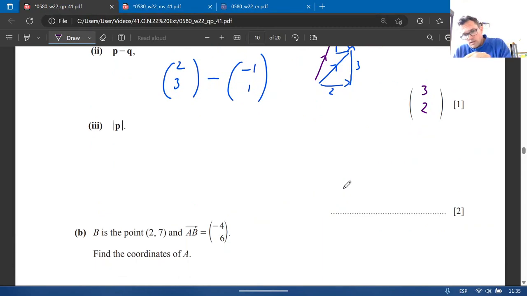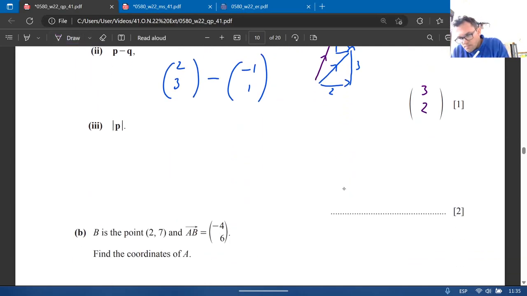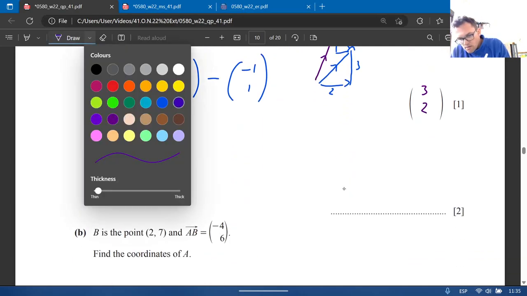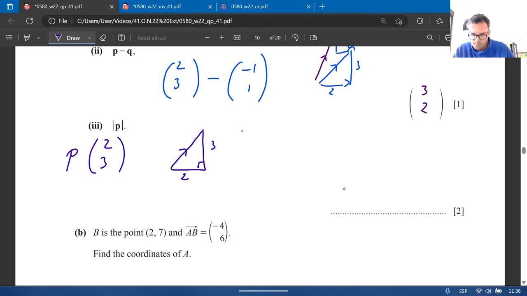Last one, that is the magnitude of the vector. So what is the vector P? The vector P is 2, 3. So like I said, it's a vector where you go 2 to the right, 3 up. Magnitude means how long is that line? What's the distance? And as you can see, right angle, triangle, Pythagoras.